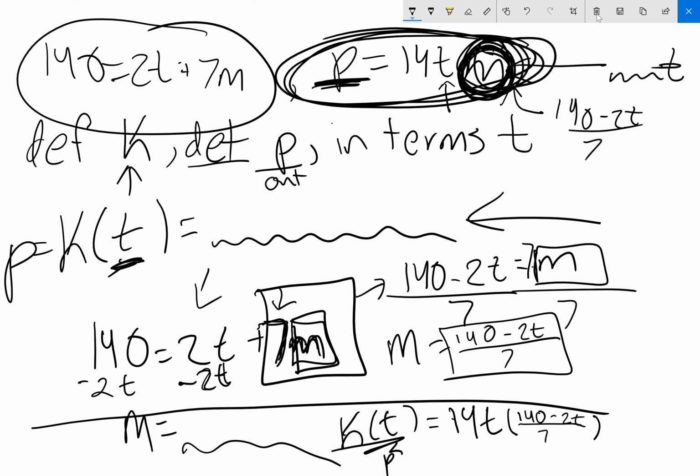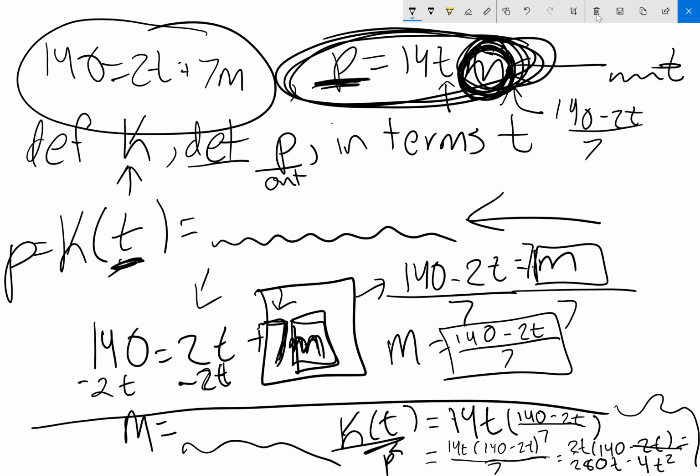You could simplify it. So this is like saying 14t times 140 minus 2t over 7. 14 divided by 7 is 2. So we're left with 2t times 140 minus 2t. 2 times 140 would be 280. So 2t times 140 would be 280t. Minus 2 times 2 is 4. T times t is t squared, 4t squared. So all of these are technically right answers. This is just the most simplified. Okay?